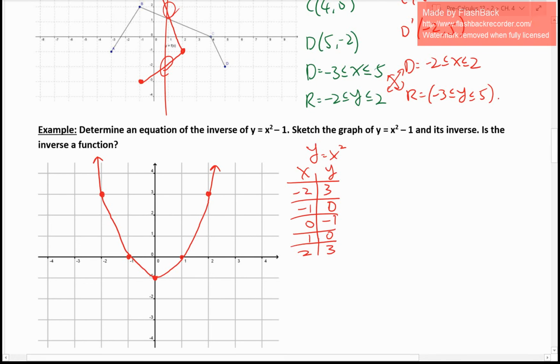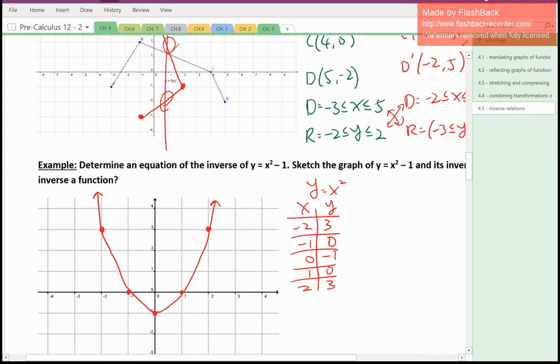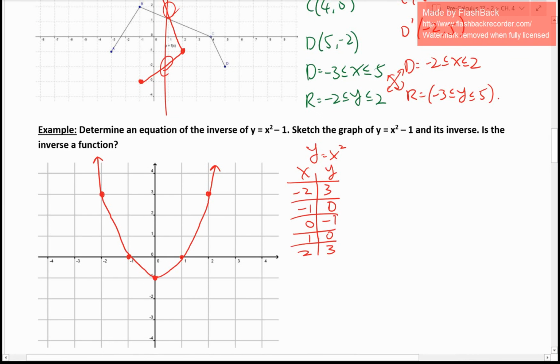Okay, now I am going to draw the inverse function first before I actually come up with the equation, because I think that's easier. So the inverse, recall we just switch x and y. So really the equation is x equals y squared. So we are going to just swap them.